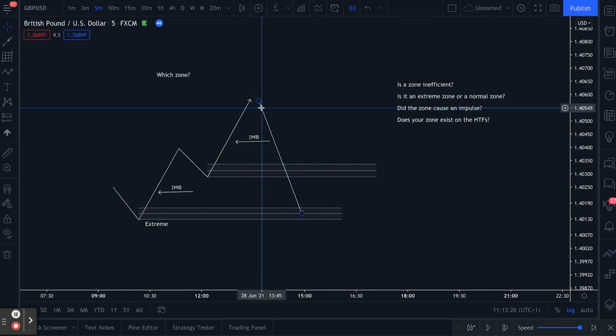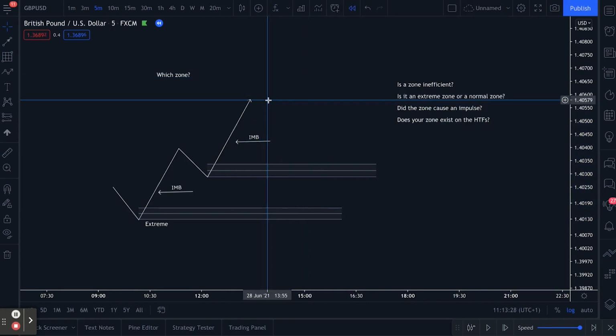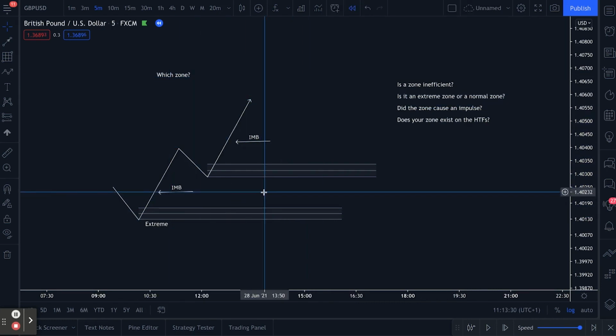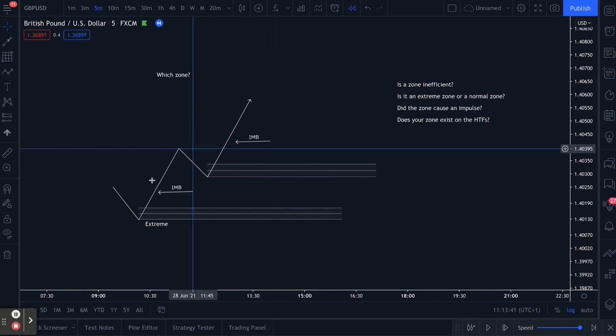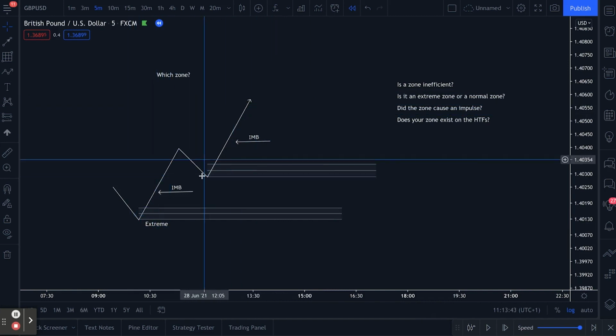So I always prefer extreme zones for my trades, especially if I'm using a buy limit or sell limit, because it greatly increases your risk reward and it greatly reduces your risk of losing as well. So always think about, is it an extreme zone or is it a standard zone?